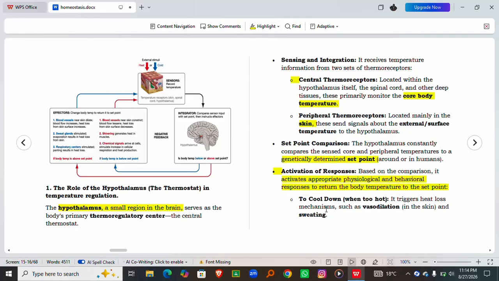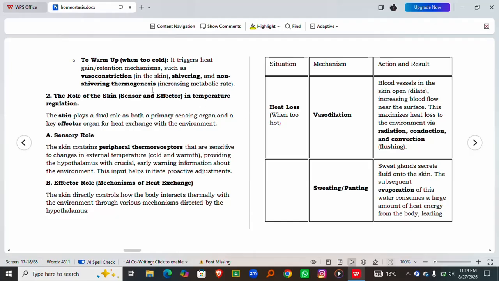It will help, for example, to cool down the body through mechanisms like vasodilation and sweating. Then when it is too cold, it will help to warm up the body. And these are the negative feedback mechanisms I have just showed you in the image. It is going to trigger heat generation mechanisms such as vasoconstriction to prevent heat loss, shivering, non-shivering, for example, increased metabolic rate.